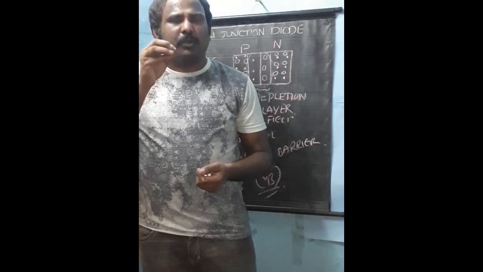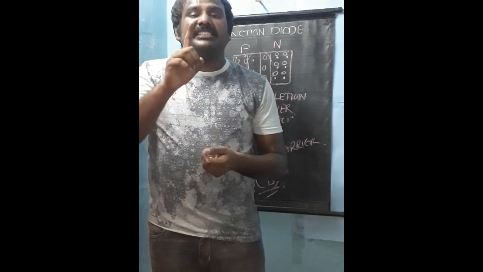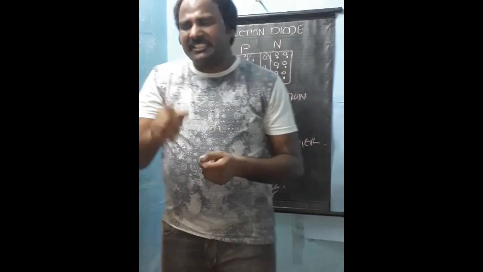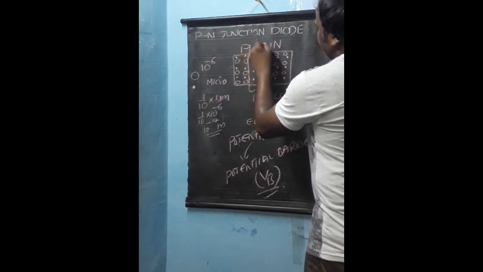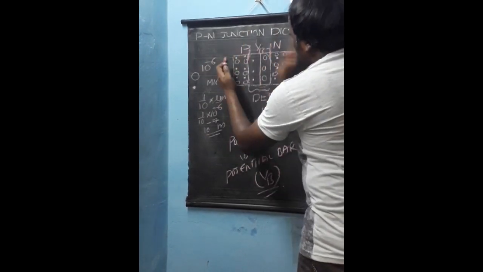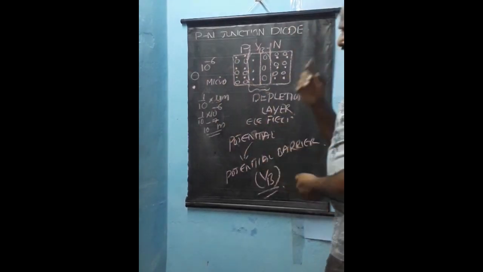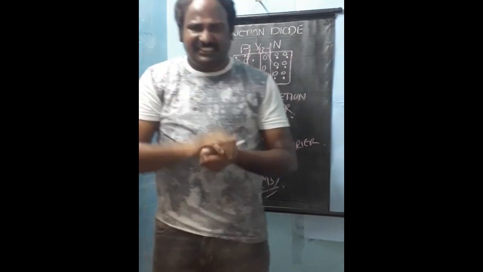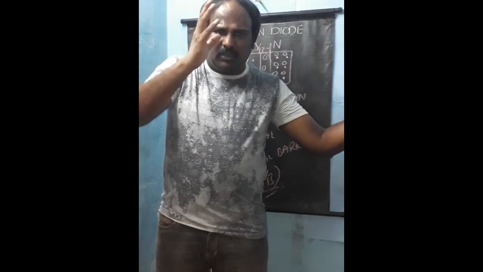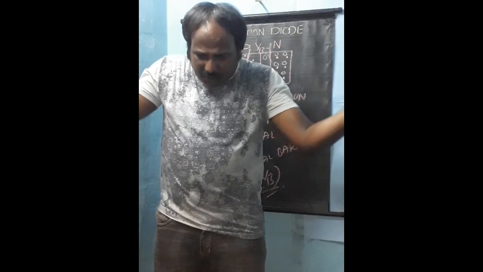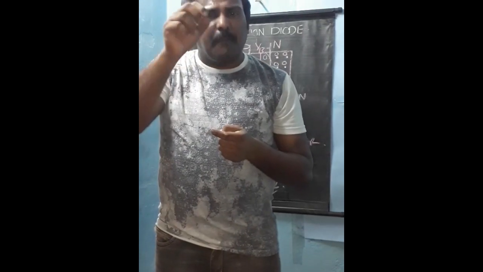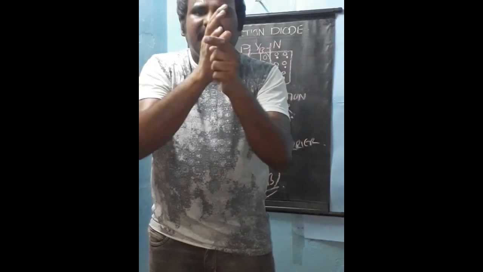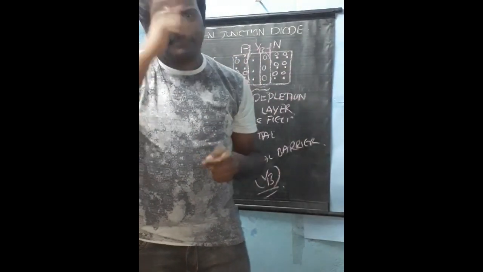What is the use of this potential barrier? The potential barrier is the potential which opposes. It opposes the further motion of the charge carriers. It does not allow either holes or electrons from P and N to enter further inside. That is the specialty of the potential barrier. So the potential barrier means the potential which opposes the further movement of charge carriers.